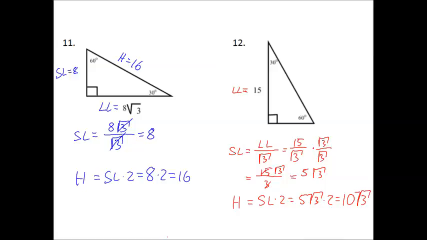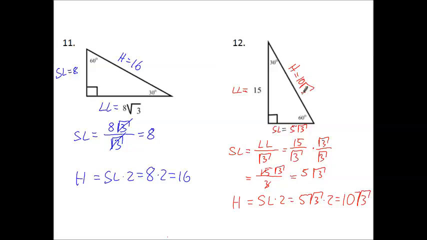And here you go. The short leg is the long leg divided by the square root of 3, which gives us 15 divided by the square root of 3. But that we can't leave like that. So multiplying that fraction by the square root of 3 over the square root of 3, we get 15 square roots of 3 divided by 3. Now that we can simplify the 15 and the 3. 3 goes into 15 5 times. So we end up with 5 square roots of 3 for our short leg. And our hypotenuse is the short leg times 2, and that will give us 10 square roots of 3.